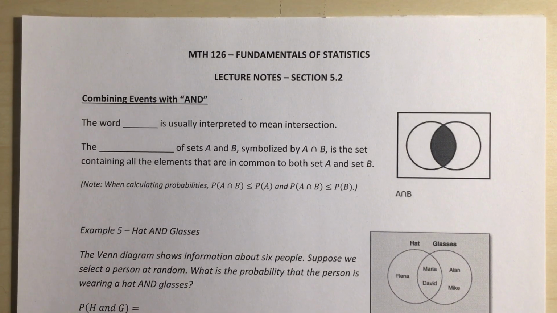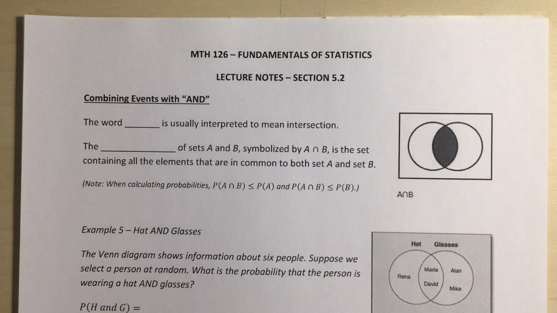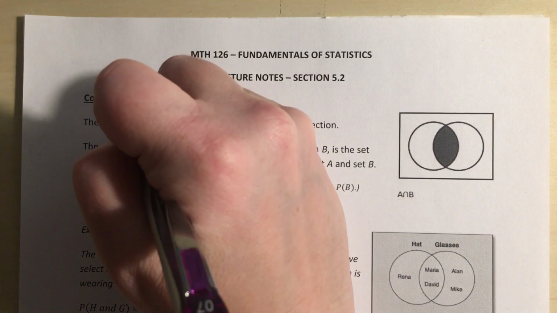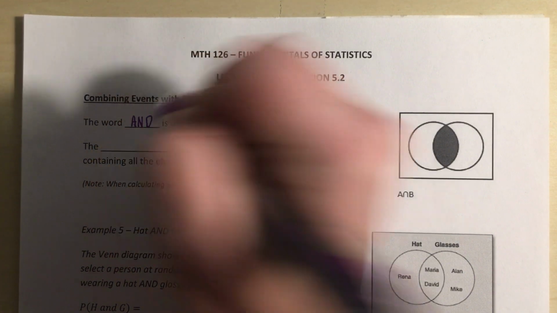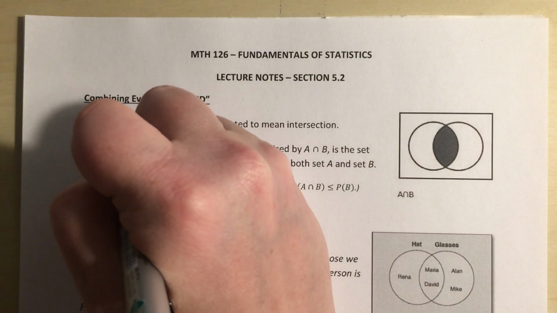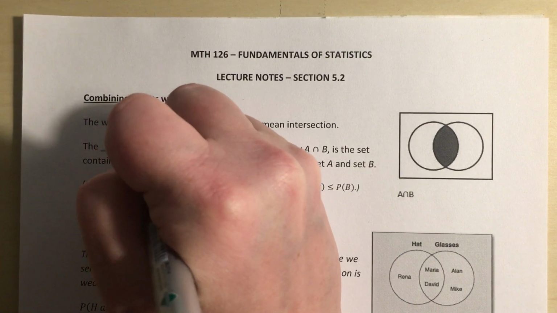All right, next we're going to look at combining events with the word and. If you took Math 97 at any point, we talk a lot about sets in Math 97, and we talk about intersections and unions. We also talk about complements, which is in the last section as well. The word and is usually interpreted to mean intersection, right, so the intersection of A and B.